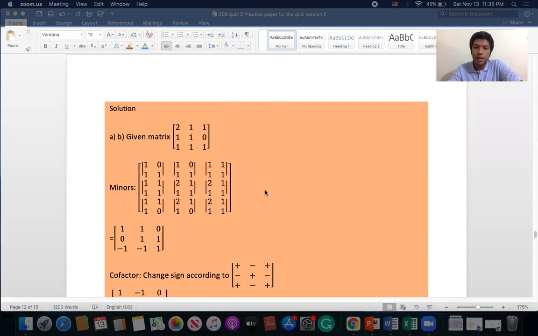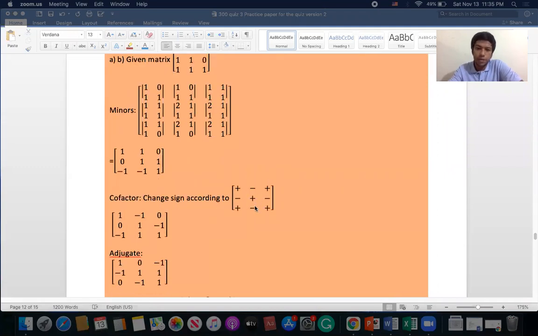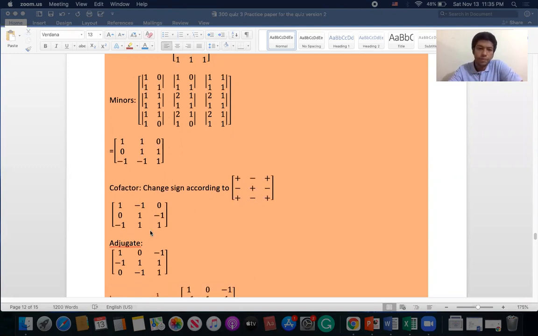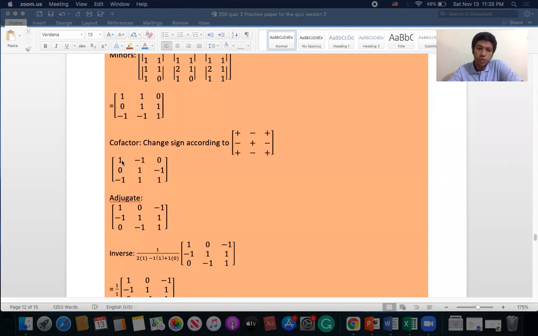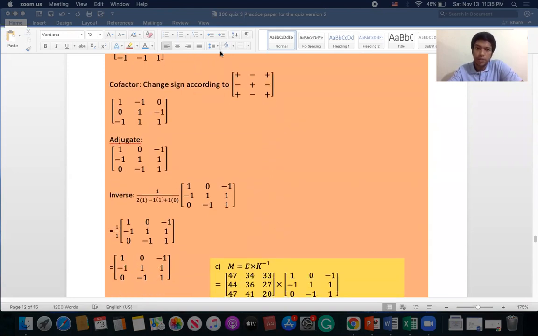And just like our sign checkerboard, we change the sign: plus minus plus, then minus plus minus. We change the sign, positive negative. This is the checkerboard. To find out the adjugate, as you know, we change the column into row, and row into column. So this first row will become the first column, and the second row will become the second column, the third row will become the third column. Okay, so this is the adjugate.